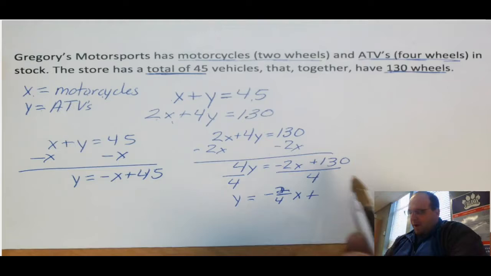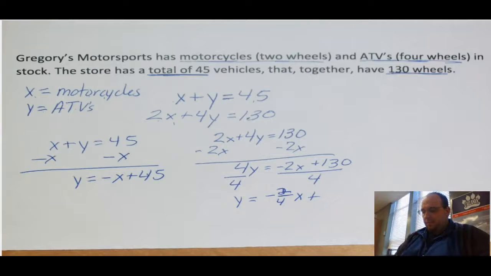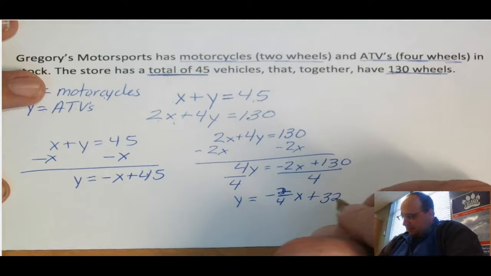Well, 4 goes into 120 30 times, 32, so I believe this to be 33, but I'm going to check real quick with my calculator. 130 divided by 4 gives me 32.5, actually. So I'm going to do 32.5. So here are both of my equations in slope-intercept form.